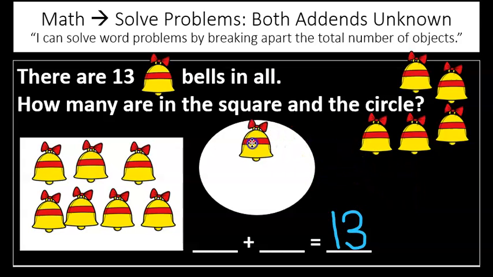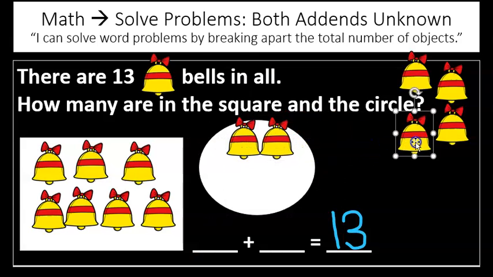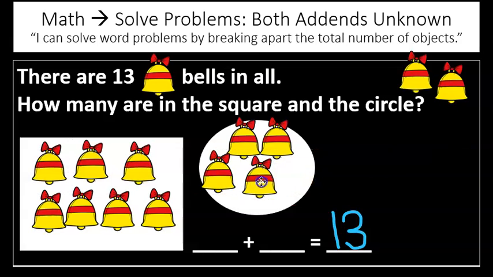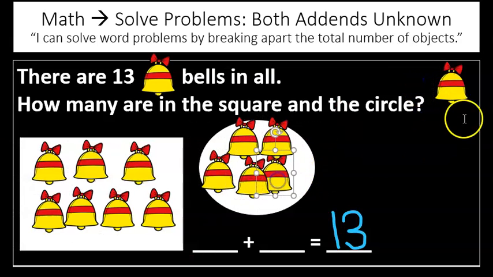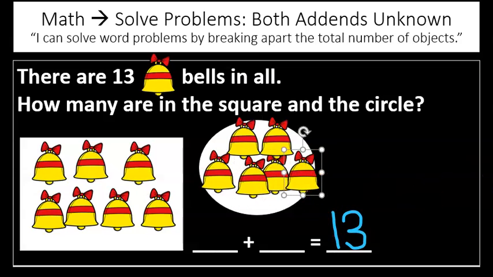Count with me. 1, 2, 3, 4, 5, 6. Okay? We have 6 bells in the circle and we have 7 bells in the square. Now we have numbers we can put now in our addends, okay? How many bells are in our square? Let's count. 1, 2, 3, 4, 5, 6, 7.